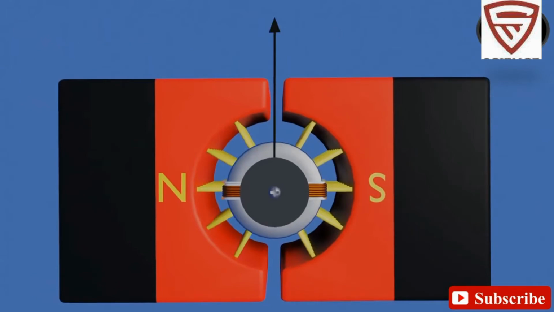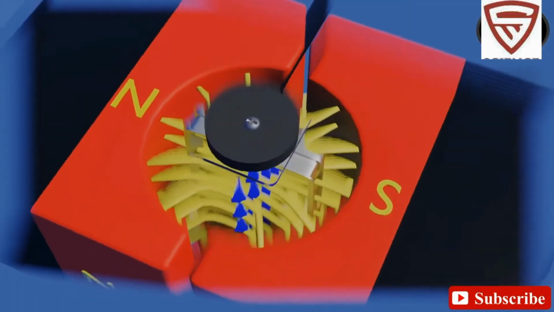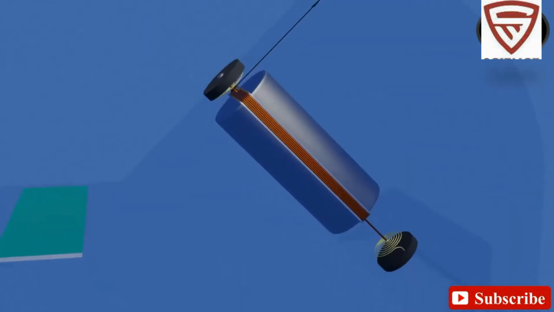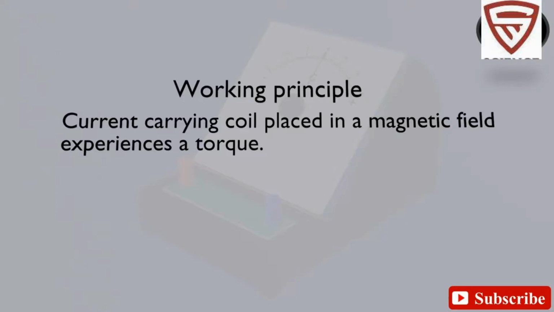Also a pointer is connected to the top pivot for measuring the angular deflection of the coil, and the two terminals of the coil are connected to two terminals of the galvanometer, which will later be joined to the given circuit. So now we will discuss its working.